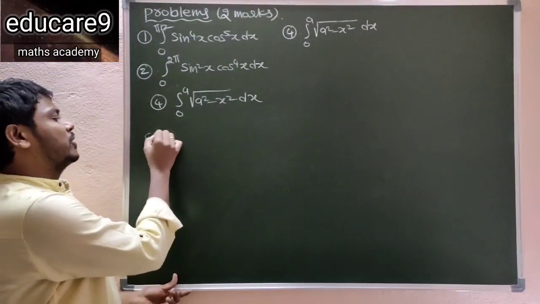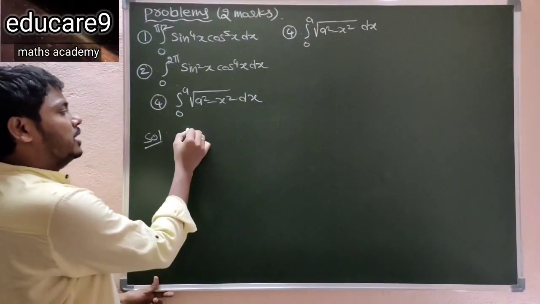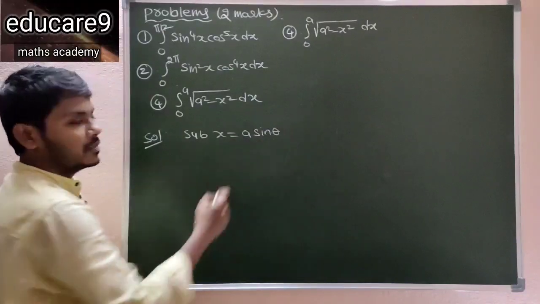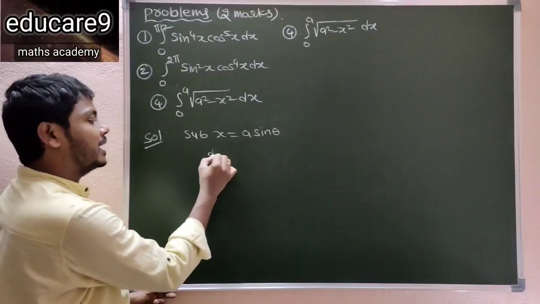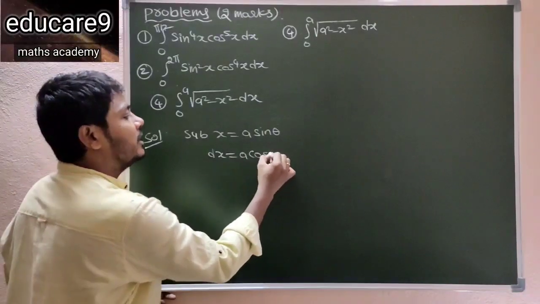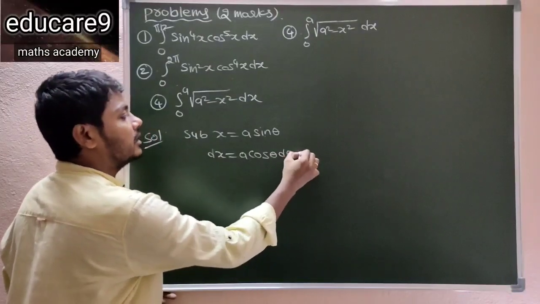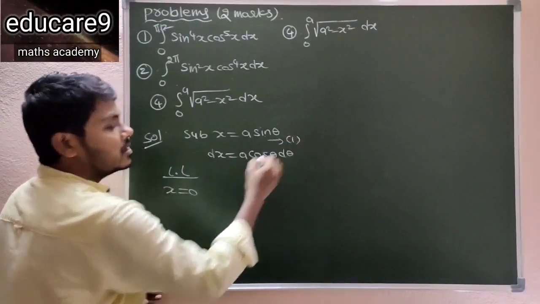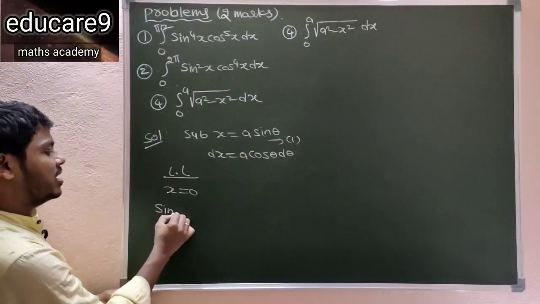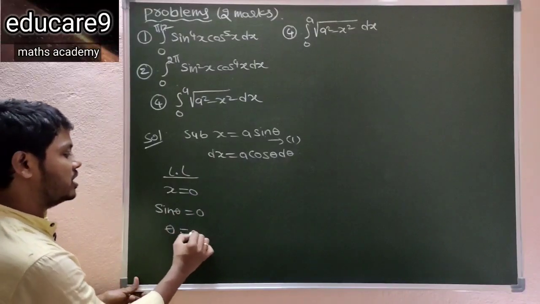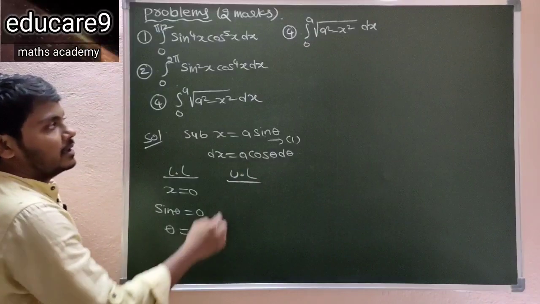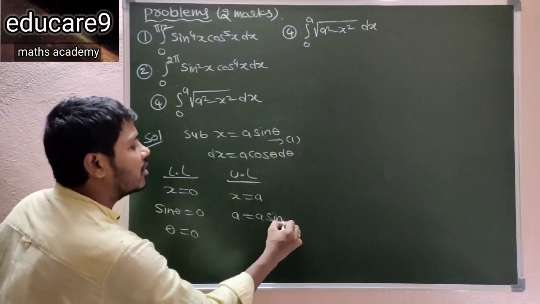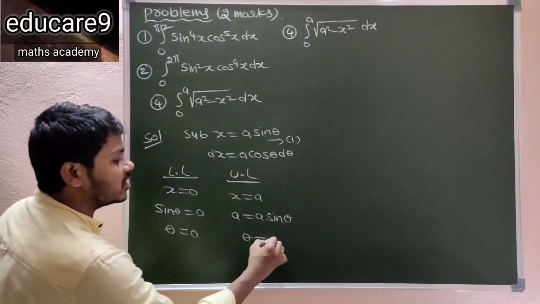So see the next solution, fourth one. Substitute x equal to a sin θ and differentiate with respect to x. So you will get dx equal to a into the derivative of sin θ, which is cos θ dθ. Lower limit x equal to 0, so clearly from equation 1 sin θ is equal to 0, so θ is equal to 0. And upper limit x equal to a, so from equation 1 a is equal to a sin θ. Therefore from this θ is equal to π/2.